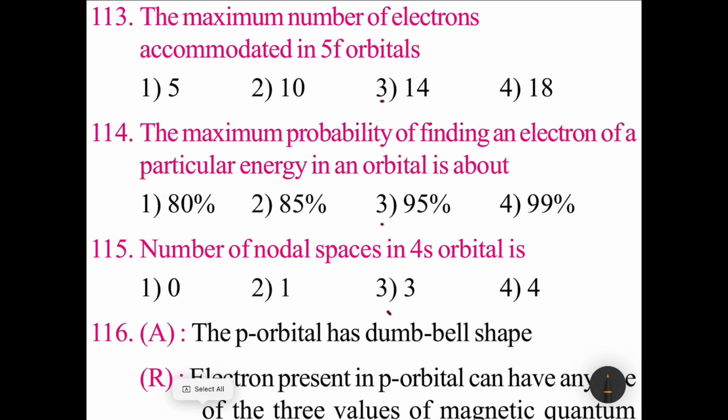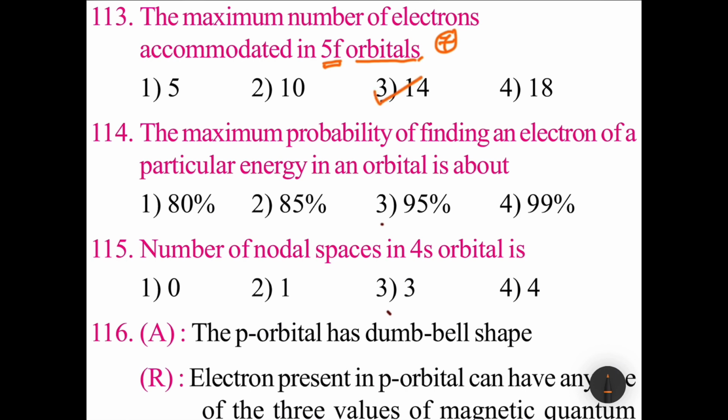The maximum number of electrons accommodated in 5f orbitals. If they are mentioning one orbital, that will always be 2. But he mentioned 5f orbitals, so each f orbital will contain 2 electrons and 7 f orbitals will be there, so 7 × 2 = 14.